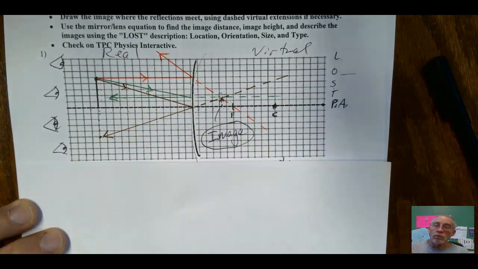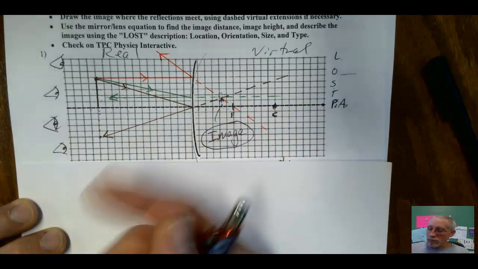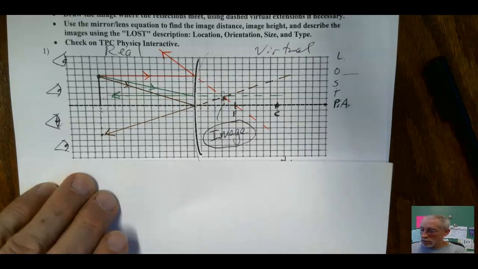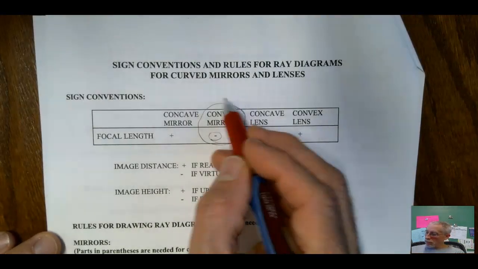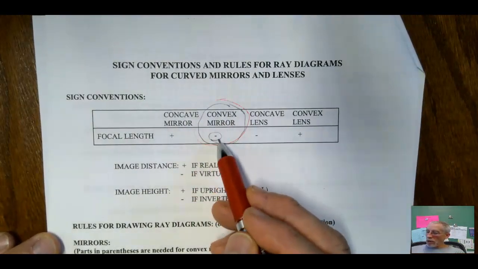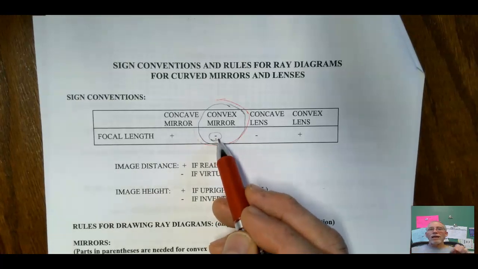It's always going to be virtual and upright. Okay. That means it's on the wrong side of the mirror. So there's some conventions, we call them conventions, remember, that you need to know. And here's the main one. For this convex mirror, we have to treat the focal length as a negative number.